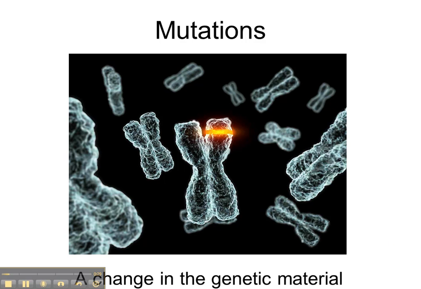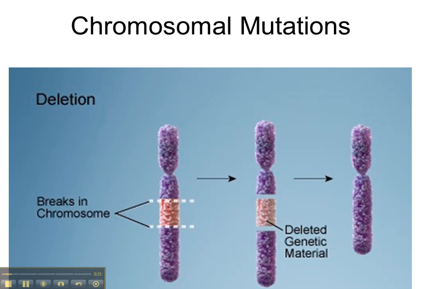A mutation is simply a change in the genetic material. Right now, we're going to take a look at 4 common types of mutations so that in class we can delve into different diseases caused by these mutations.